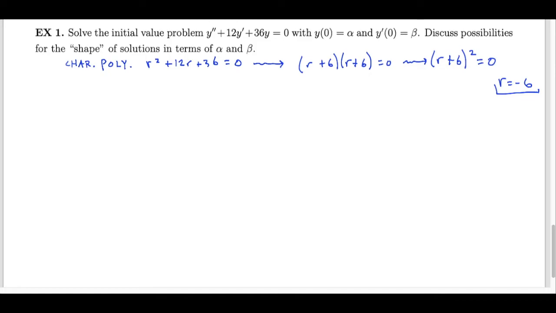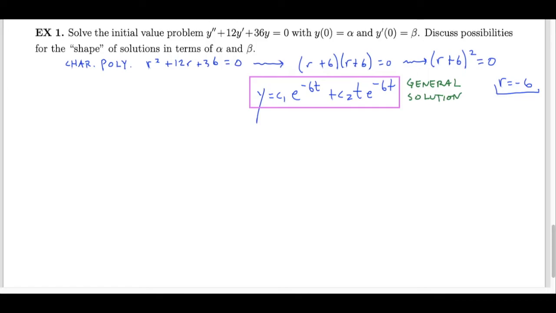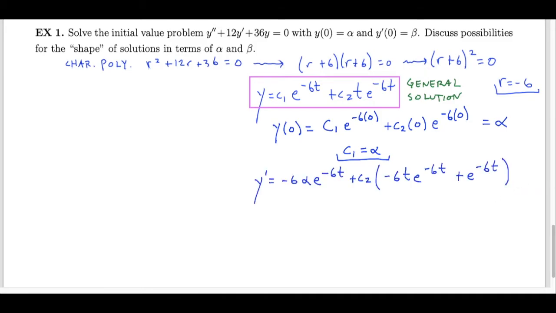From Theorem 1 above, we know the general solution will be this here. We've got c sub 1 e to the -6t plus c sub 2 t e to the -6t. Let's go ahead and incorporate these initial conditions. First, I can identify from y of 0 that c sub 1 will have to be alpha. To incorporate the second initial condition, I'll need to find the derivative of my general solution. Here, I've already plugged in that c sub 1 equals alpha, and then I've taken the derivative of my general solution. Here in the parentheses, I'm applying the product rule.